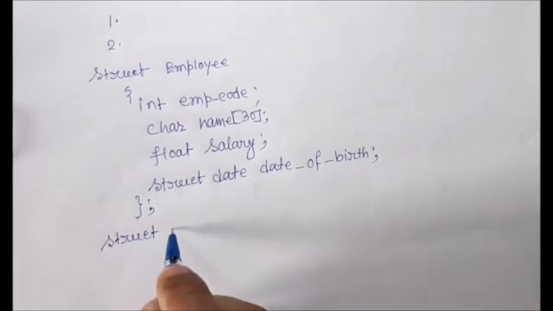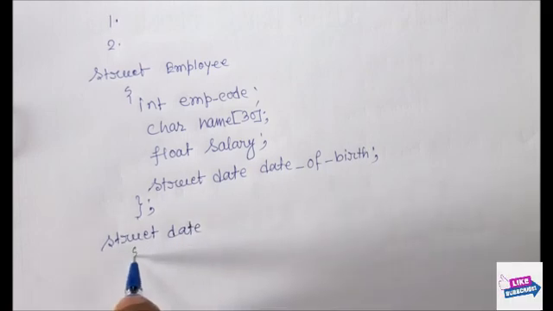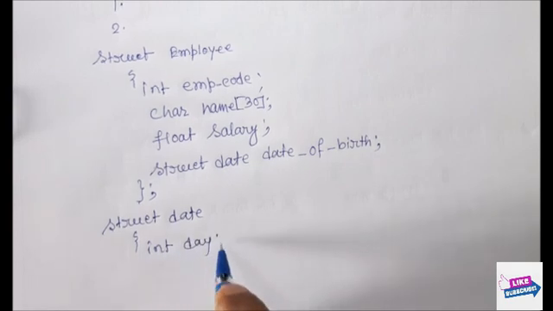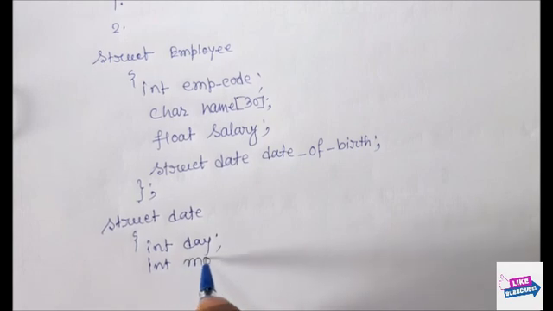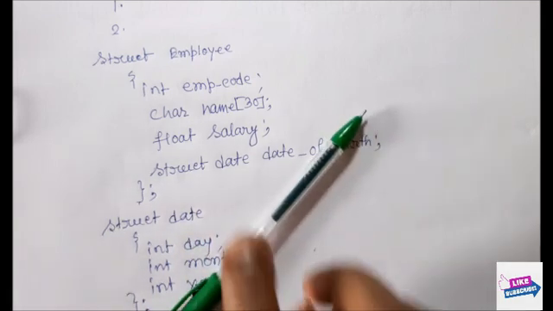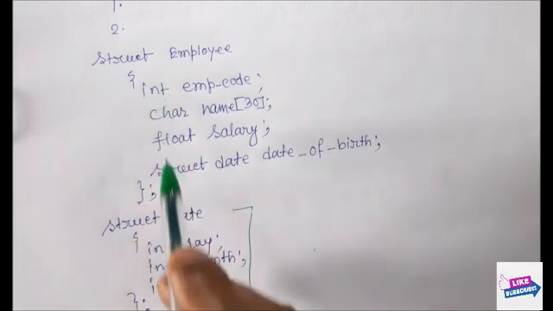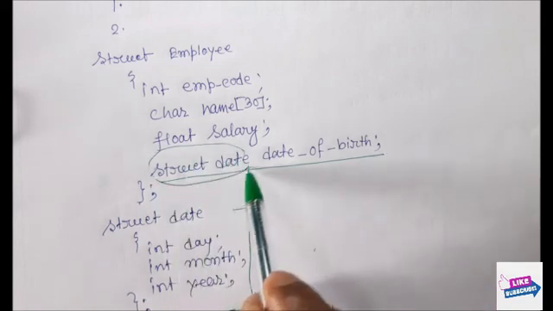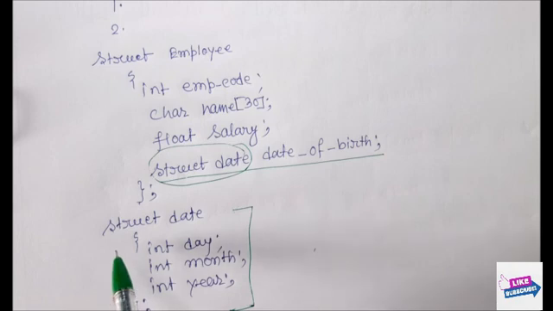Then struct date, with int day, int month, int year. This structure is called embedded structure. Here in the first structure, as a member, we have the structure date, and we have declared this structure outside of the employee structure.